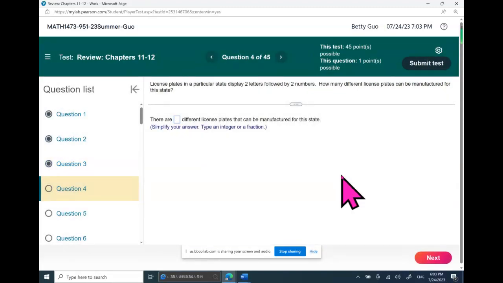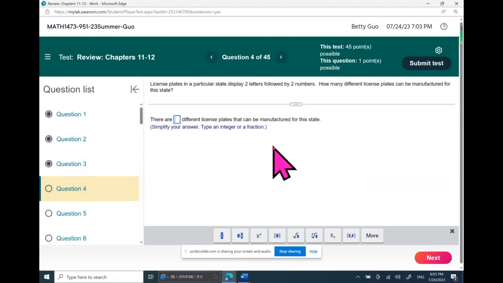Question number 4. License plates in a particular state display 2 letters followed by 2 numbers. How many different license plates can be manufactured for the state? So this task is to form a license plate. To form the license plate, we have 4 steps to follow. The first step is to choose a letter to put on the first slot, right? The plate displays 2 letters.